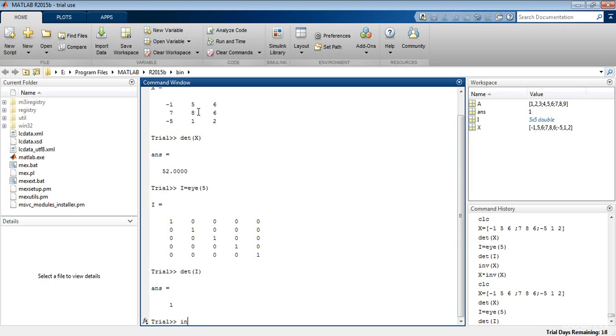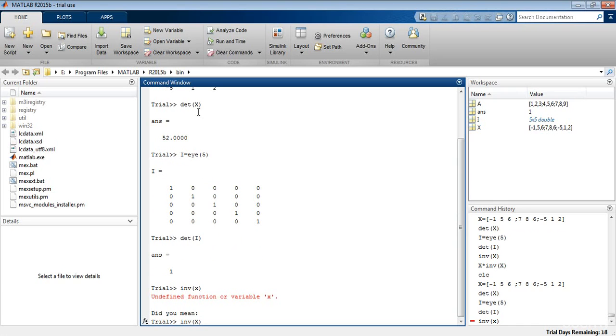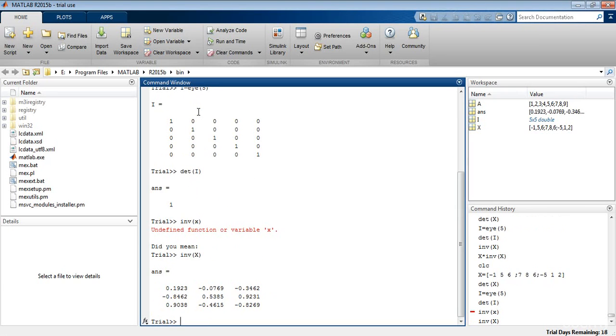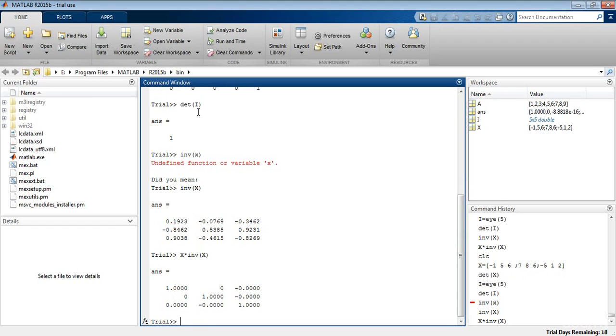For better understanding, type inv X, capital X. As you see, the inverse of matrix X is calculated easily and without pain. If you multiply X by its inverse, you will obtain an identity matrix with the order of the original matrix.